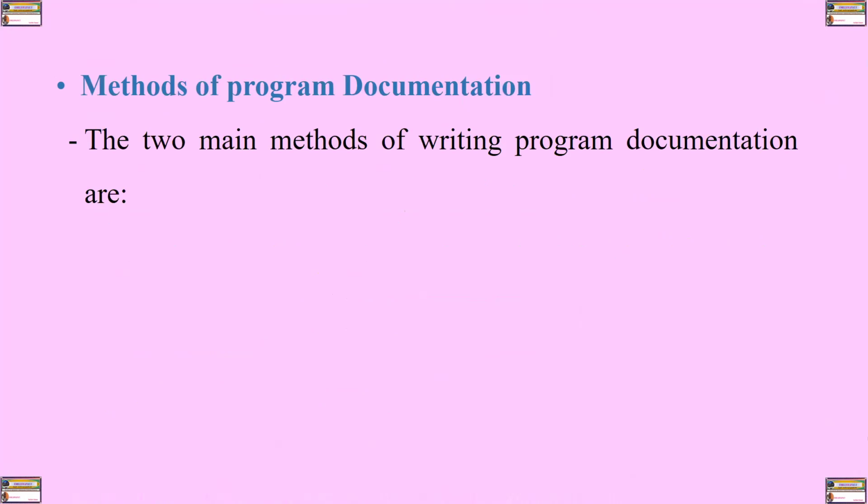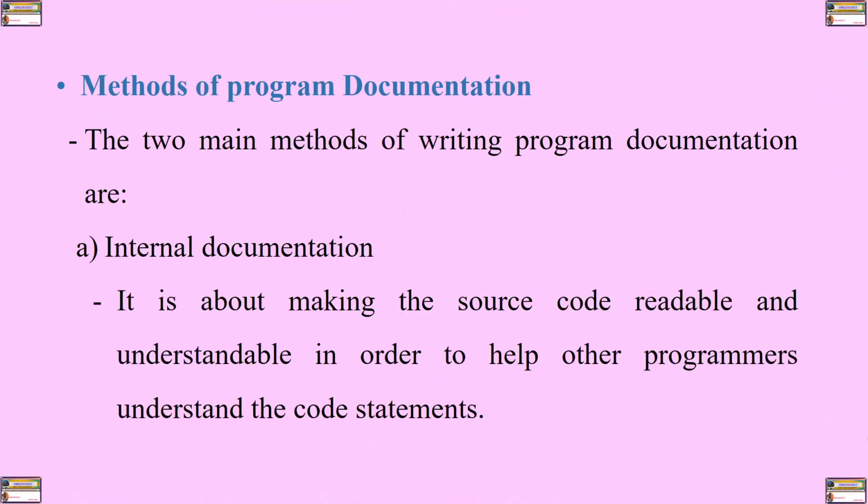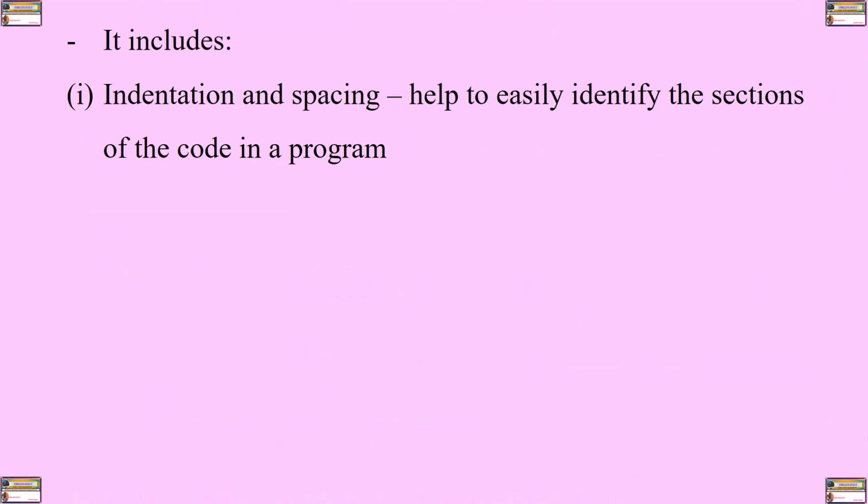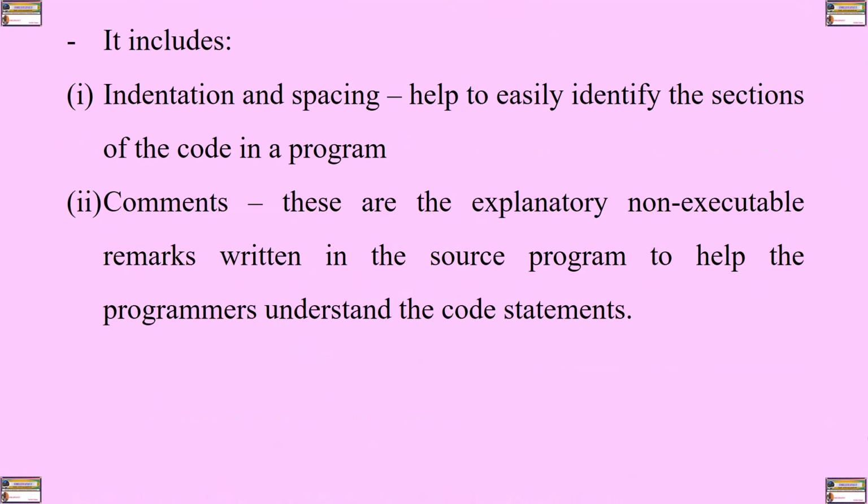So what are some of the methods you can use to develop your program documentation? The two main methods of writing program documentation are internal documentation and external documentation. In internal documentation, it is all about making the source code readable and understandable as you write it in order to help other programmers understand the code statements. It includes indentation and spacing. This helps to easily identify the sections of the code in a program.